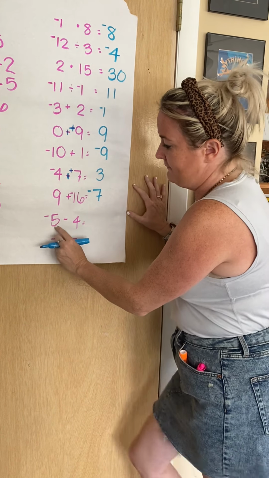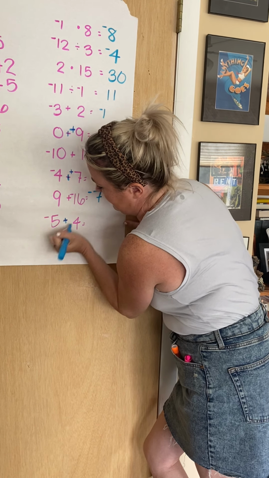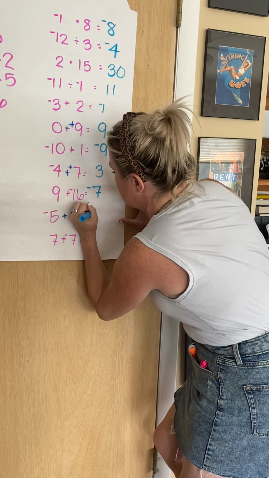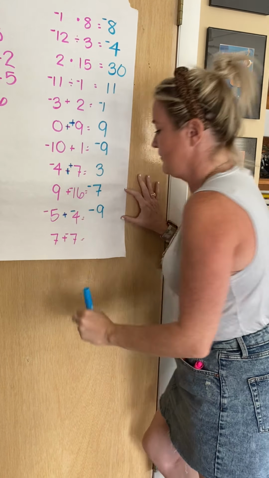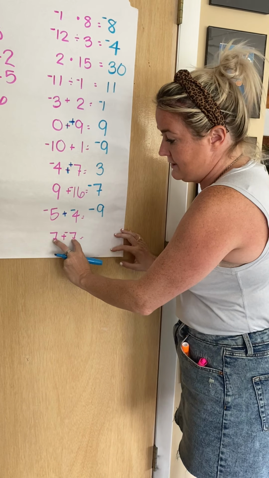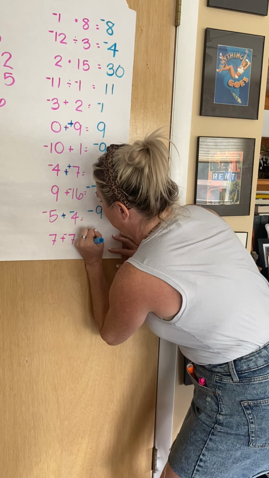Over here, negative 5 minus 4. Remember, I'm going to change my sign. I'm going to make this an addition sign, and I'm going to make this negative. Now I have negative 5 plus negative 4, which is going to give me a negative 9. Over here, 7 plus a negative 7. My signs are different, so I'm just going to subtract 7 minus 7, which is going to give me 0.